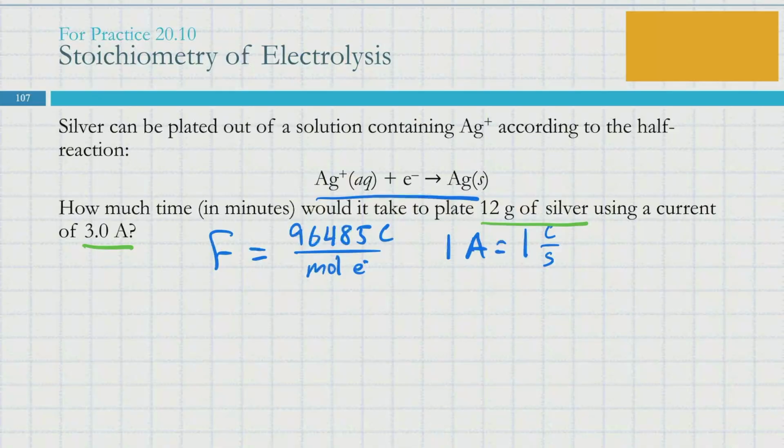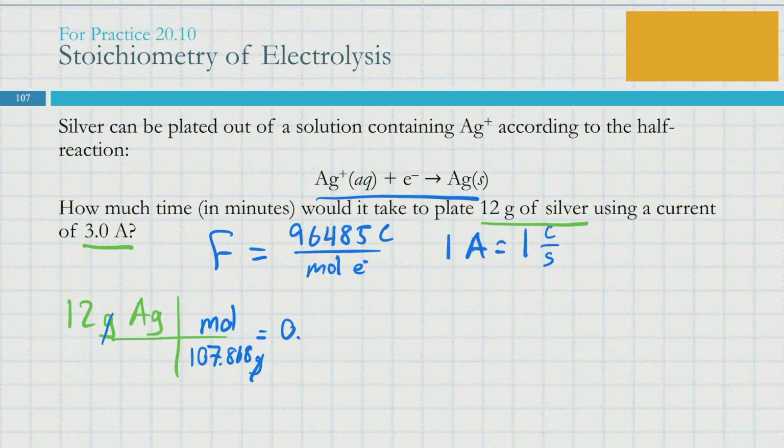Great place to start is converting 12 grams of silver into moles of silver. So we're going to divide by 107.868 grams per mole. This will give us the number of moles of silver. So we've got 0.111 dot dot dot moles of silver.